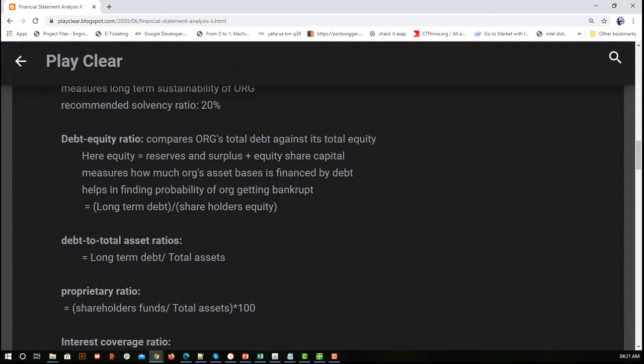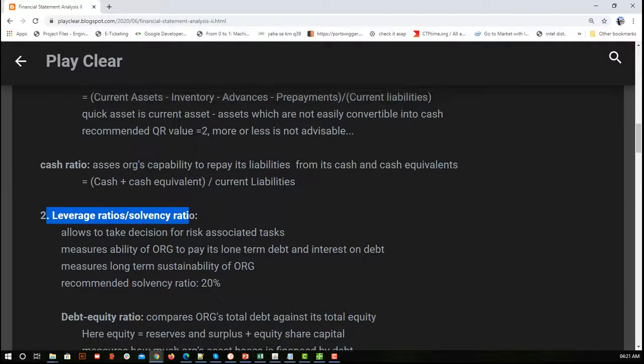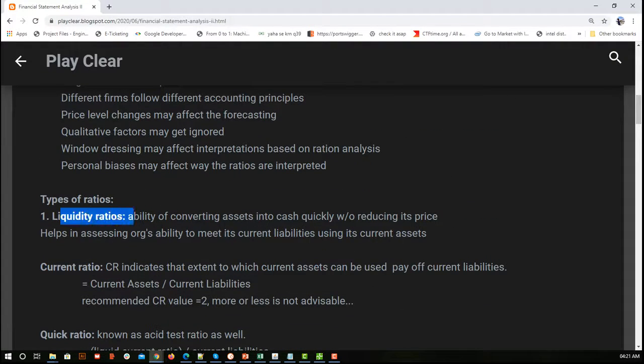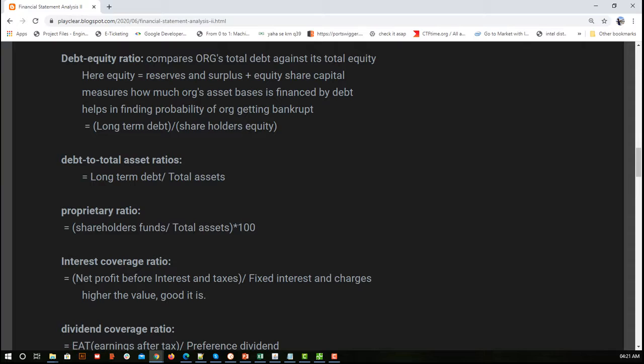Okay. So we have covered the leverage ratio, which is solvency, and the liquidity ratio. So these two we have covered. Next we are remaining with the other two.